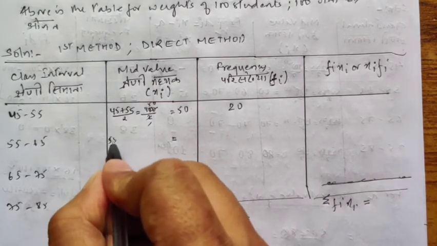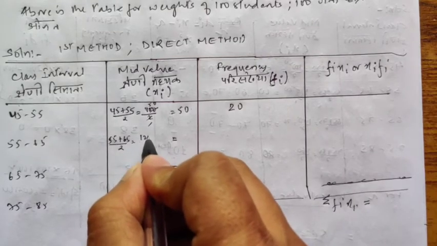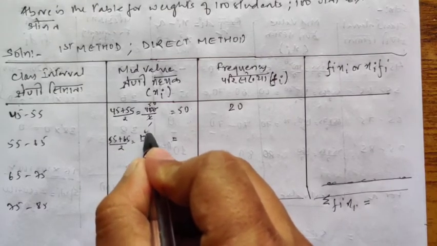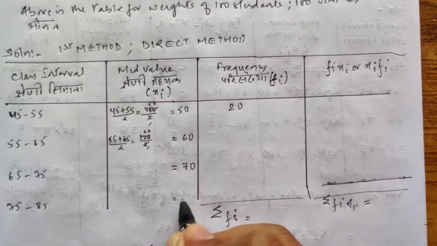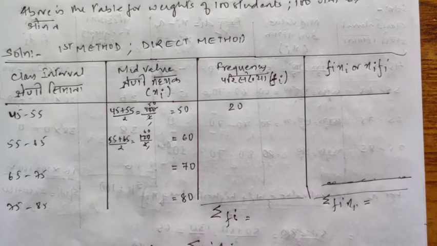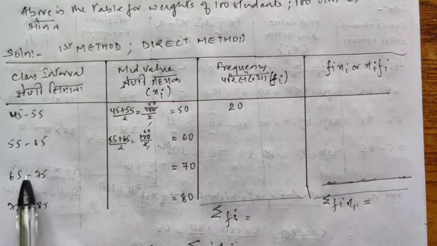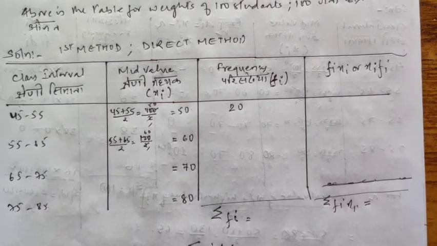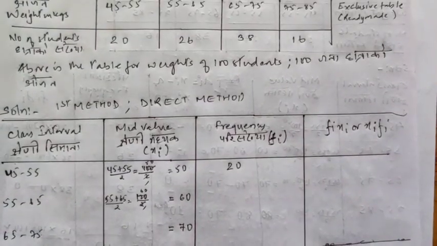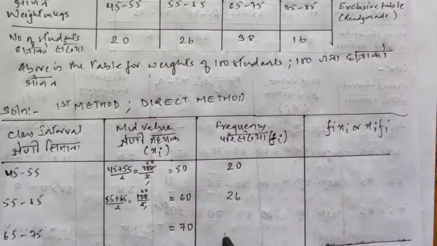That way only, 55 plus 65 by 2, which means 120 by 2, 2 sixes are 12, which is 60. That one you'll get 70 out here. That one you'll get 80 out here. Do it yourself. If you use a brain, mid value of 75 and 85 is 80. 65 and 75 is 70. But I'm just showing you how to get the mid values. The frequencies are supplied to us in the question. 20, 26, 38 and 16.